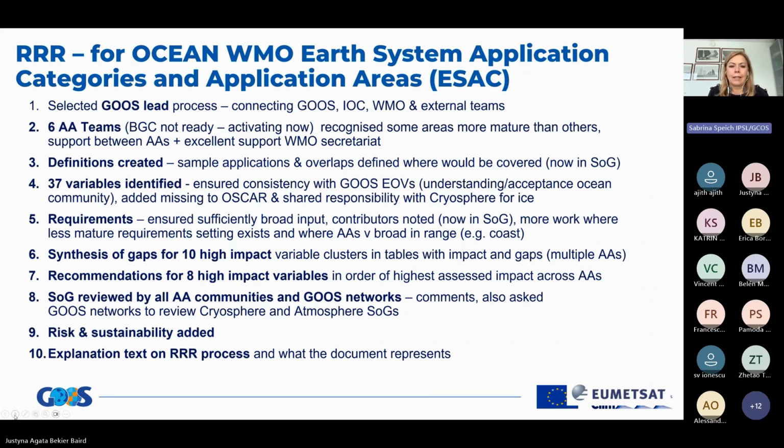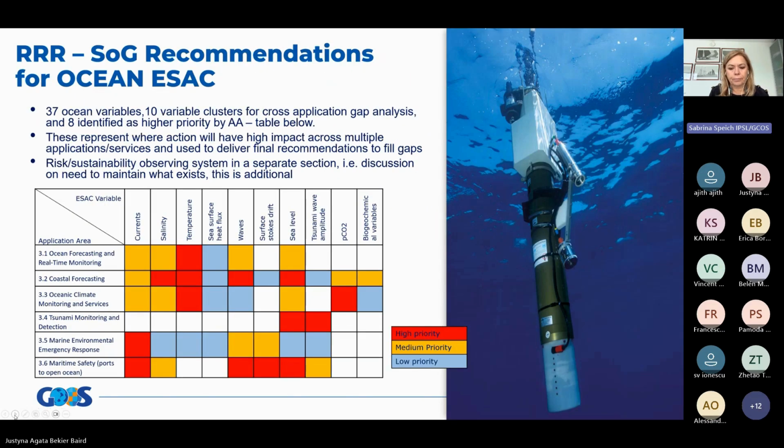So this is an example of the evaluation, with different colors showing what is the highest priority in red, medium priority, and low priority across the different application areas that have been decided for the WMO ocean rolling review of requirements, for different variables: current, salinity, temperature, etc. This was a first exercise, and I think it has taught us a lot, and of course needs to be improved in the coming years.